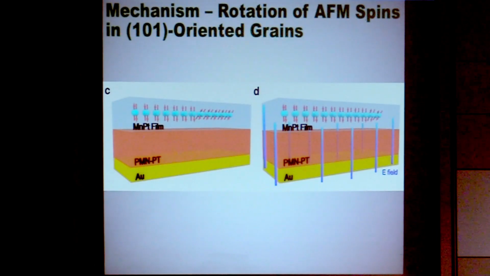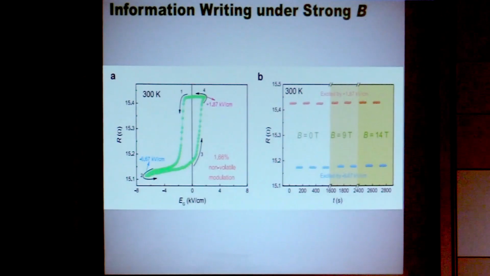And then we propose a possible mechanism: in our textured film, we could have at least 2 different spin orientations. Under this biaxial piezoelectric strain, the spins in one texture will be rotated from in-plane to out-of-plane and then give you the anisotropic magnetic resistance.